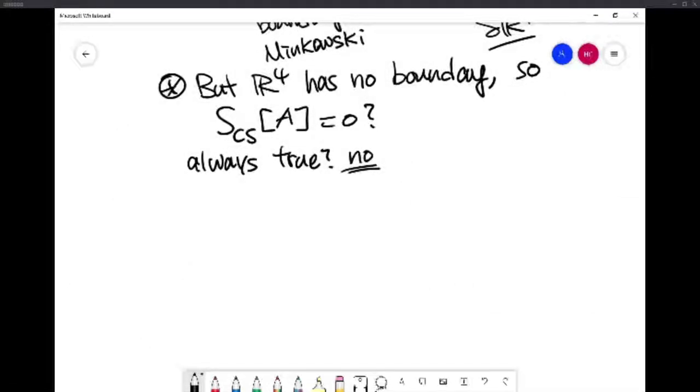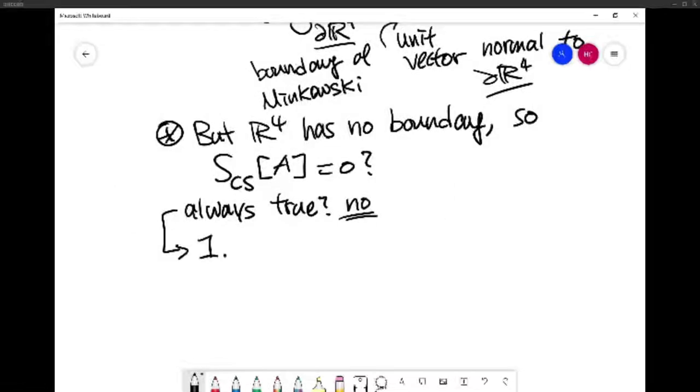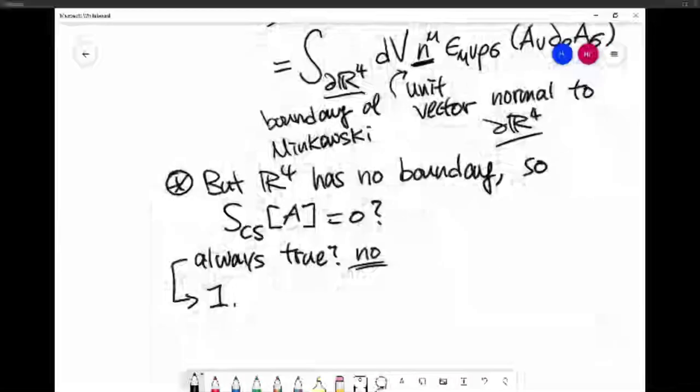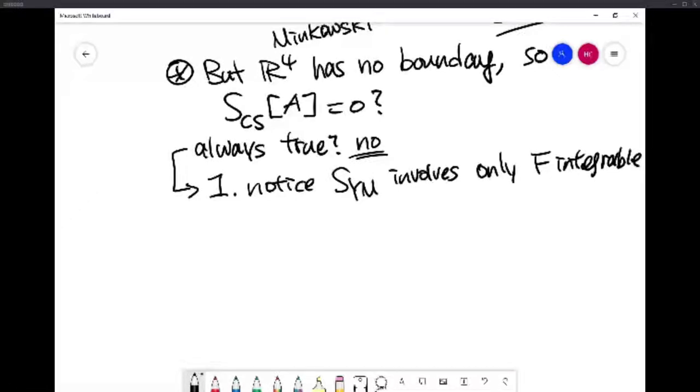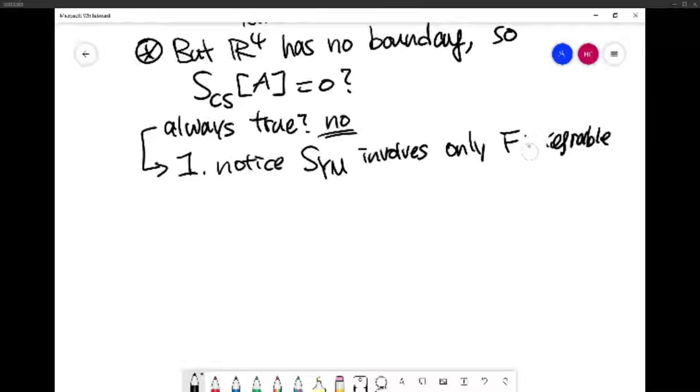So first of all, I'm going to go step by step, which is rather roundabout, but you'll see later why I do this. First of all, you'll notice that the Yang-Mills action, or just the electromagnetic action in general, involves only F integrable. You only need your field strength tensor to be square integrable. So hopefully people know what this means: L2, R4.